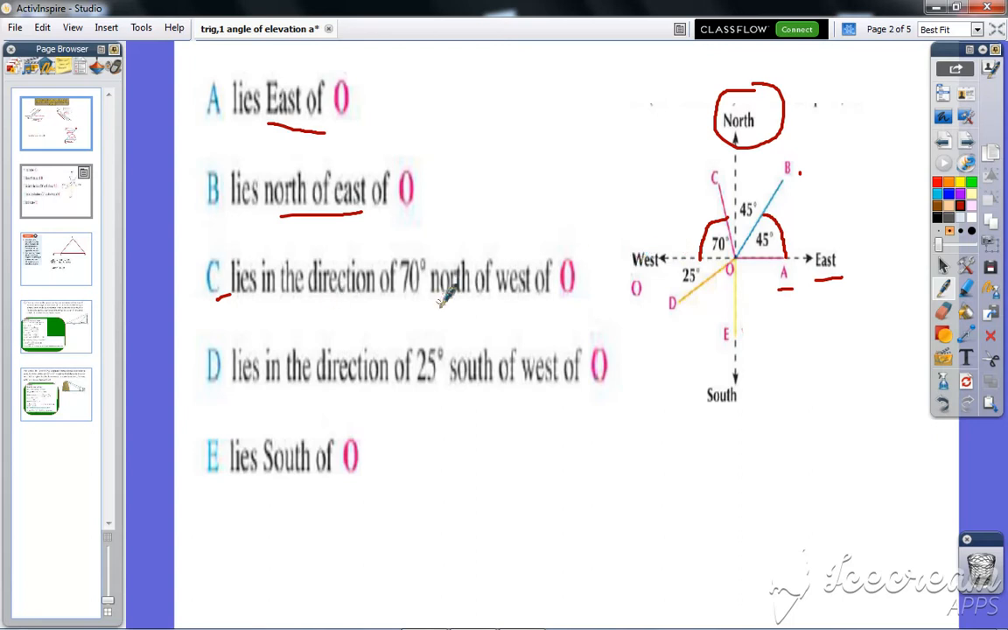Why north and west? Because it is between the north and west. Okay, so I say the measure of the angle and north first, then west. For example, if it makes an angle 50, it will be 50 north of west. Here, if it makes an angle 30, it will be 30 north of east. By the same way, here D makes 25 with the west, and it is between west and south, so it's going to be 25 south of west.